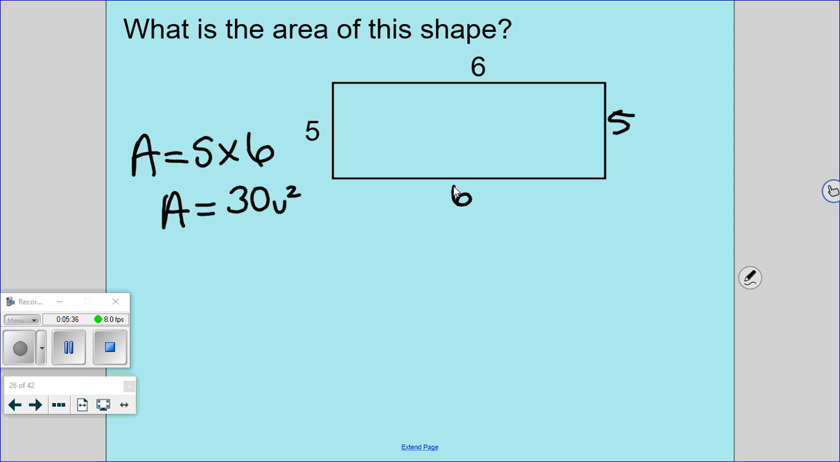Okay. If I'm going to solve the perimeter of this shape, how would I do that? Grayson? You would add 6 plus 5. Is that it? 6 plus 5? No.